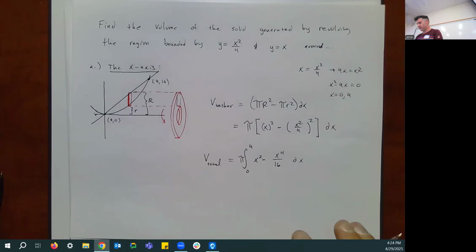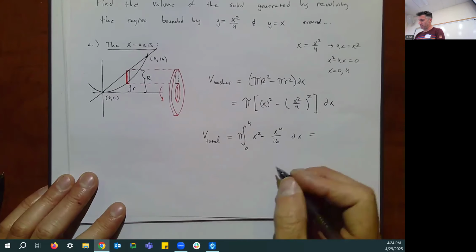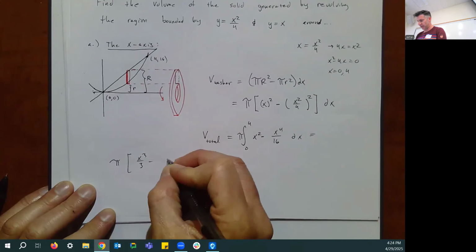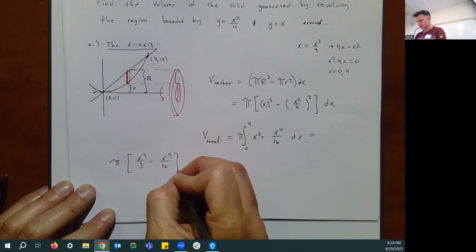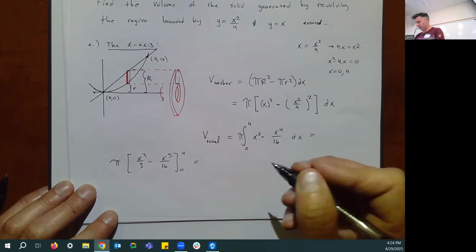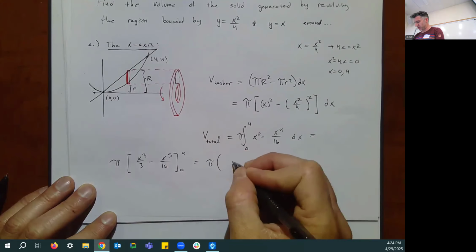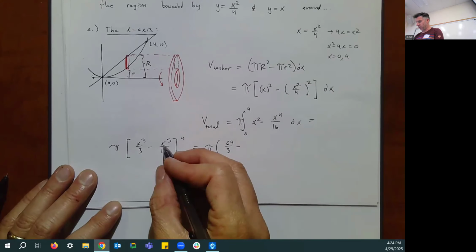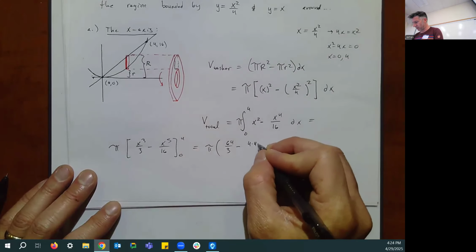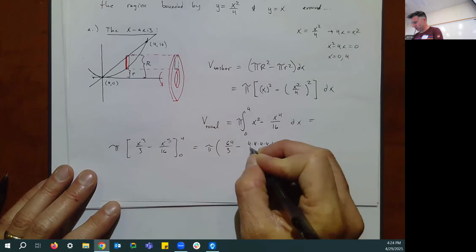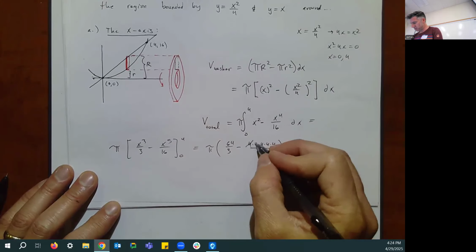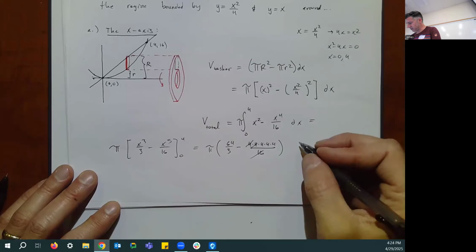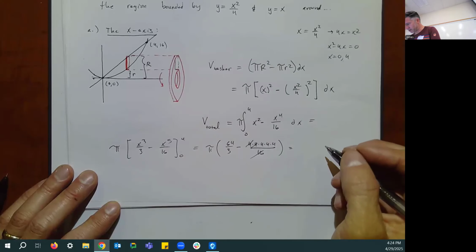All right, so sure, we can finish this problem. It's going to be pi times x cubed over 3 minus x to the 5th over 16 from 0 to 4, and we get something. We get pi times 64 over 3 minus, let's be smart here, 4 to the 5th is 4 times 4 times 4 times 4 times 4 over 16. Cancel a couple of those, and you get, oh, interesting, interesting, James.